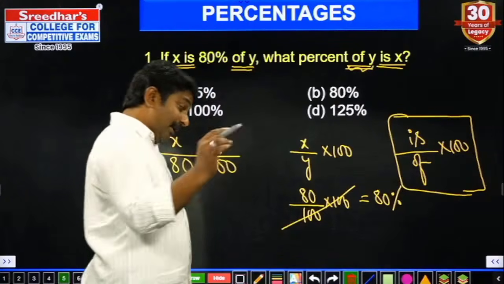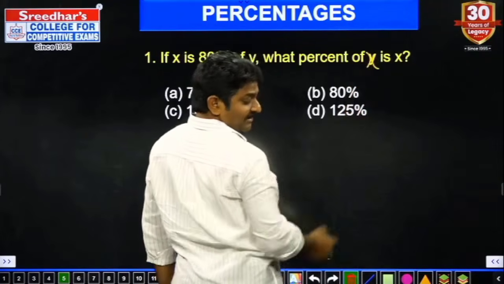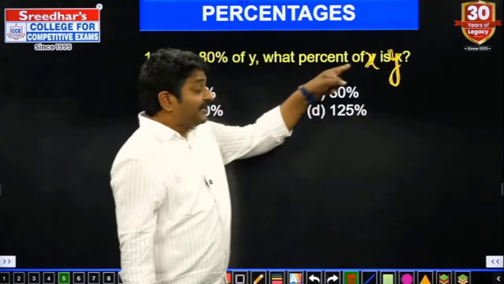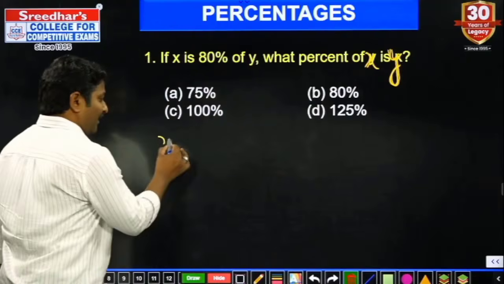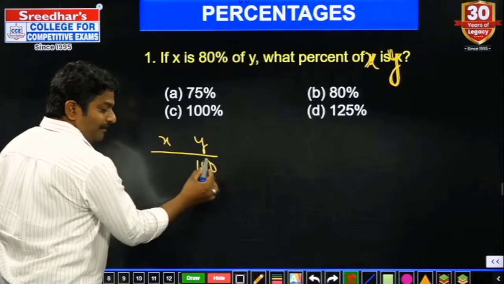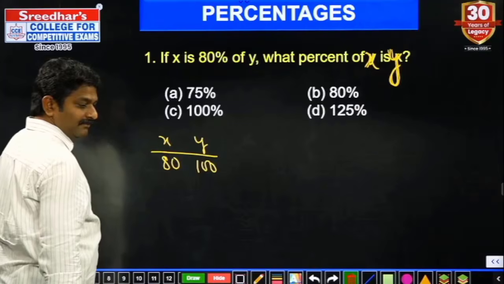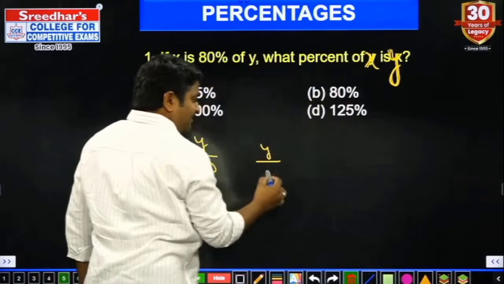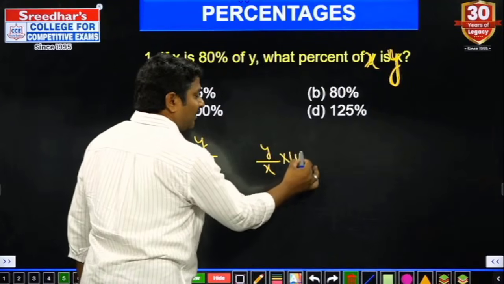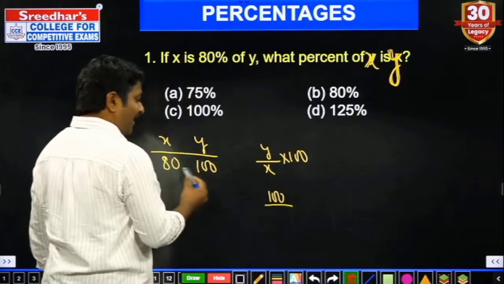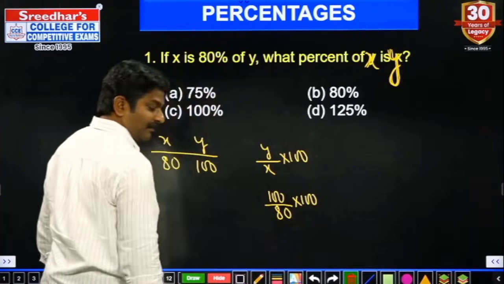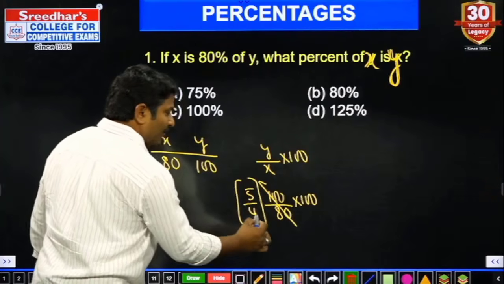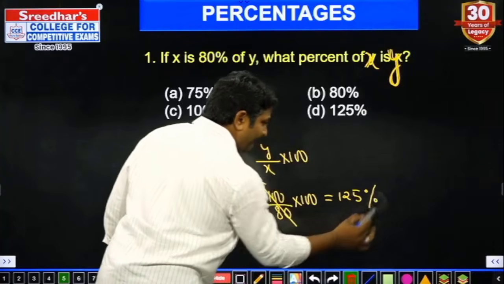In the same question, if suppose, of X is Y. If this is our question, now we have a different one. X and Y: unknown is Y, this is 100, X is 80% so 80. Is is Y, so Y comes in the numerator. Of is X, so of comes in the denominator, into 100. Y is 100 divided by X is 80, into 100. 100 by 80, 25 times 4, 25 times 5, so 5 by 4 into 100, that is 125%.